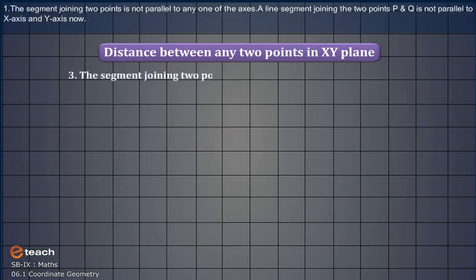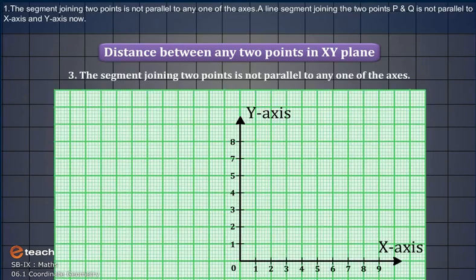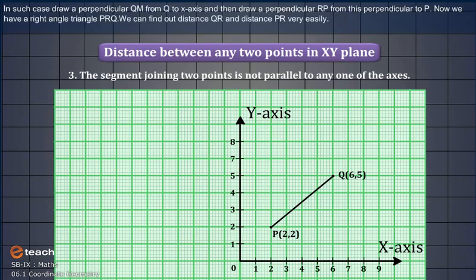The segment joining two points is not parallel to any one of the axes. A line segment joining the two points P and Q is not parallel to the x-axis or y-axis now. In such a case, draw a perpendicular QM from Q to the x-axis, then draw a perpendicular RP from this perpendicular to P.